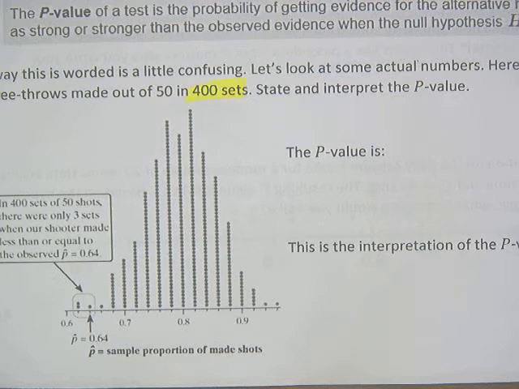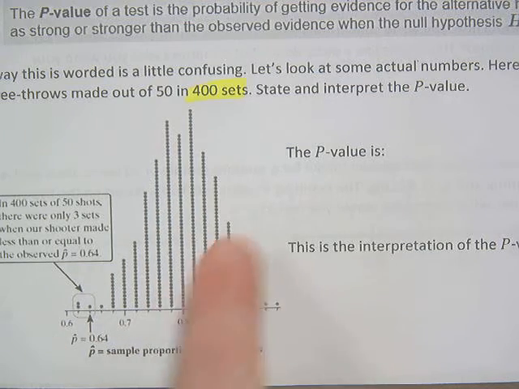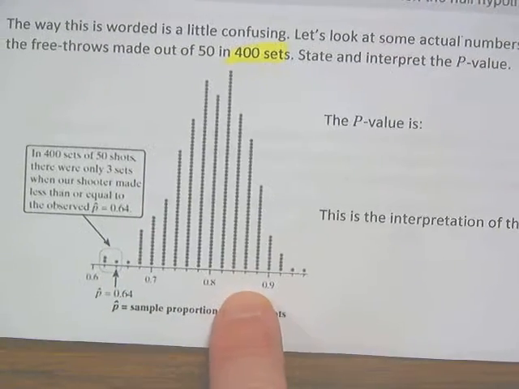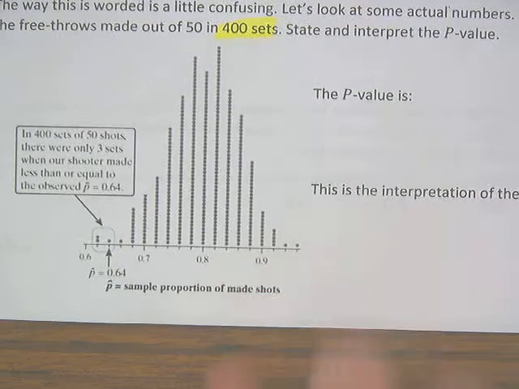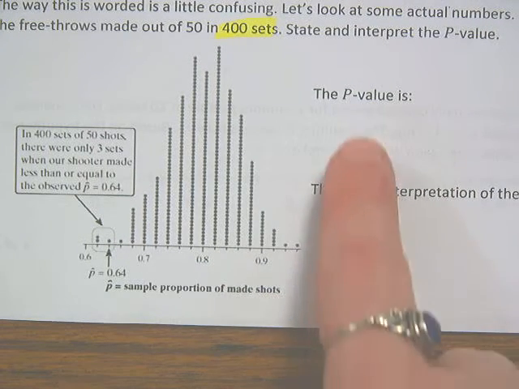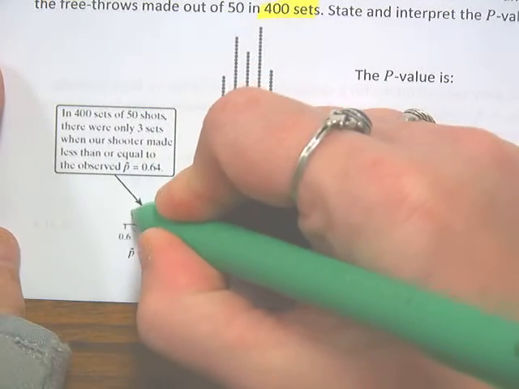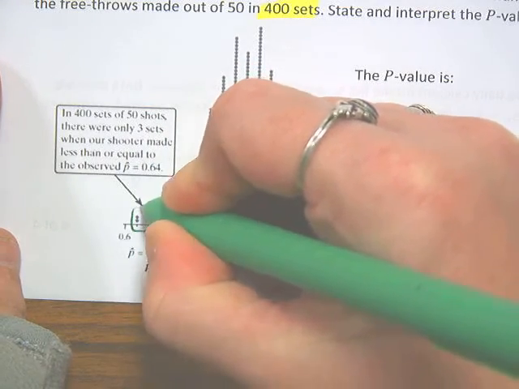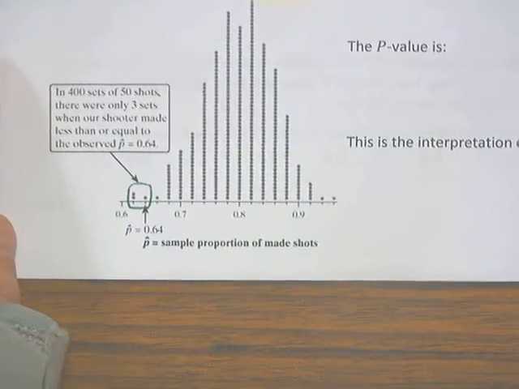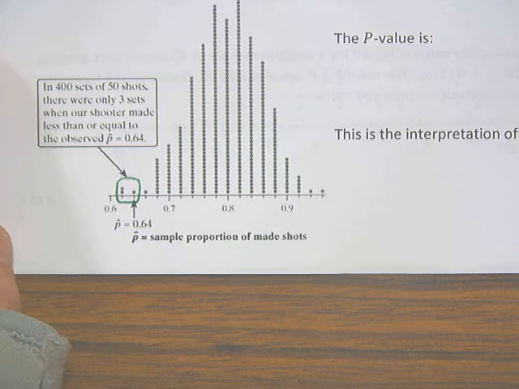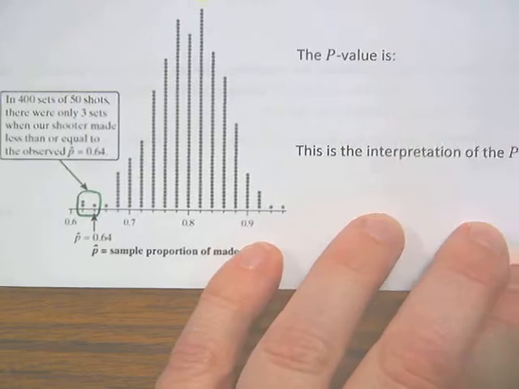400 dots. Each of these dots represents the proportion of shots made out of 50. If you want to know the p-value, then just circle what happened. In his sample, the proportion was he made 64% of the shots, and you can see they've already kind of lightly circled. Circle everything that's 64% or smaller, so 64% or worse than that, and there are 3 dots.